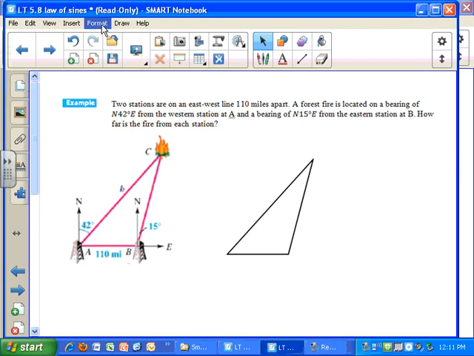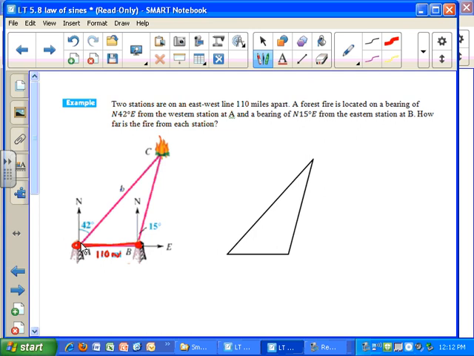Continuing on with learning target 5.8, the law of sines. We've got this example question where it says two stations are on an east-west line 110 miles apart. And so that's what's included on this drawing here. Here's station A, here's station B, and they're on the east-west line, and they're exactly 110 miles apart.